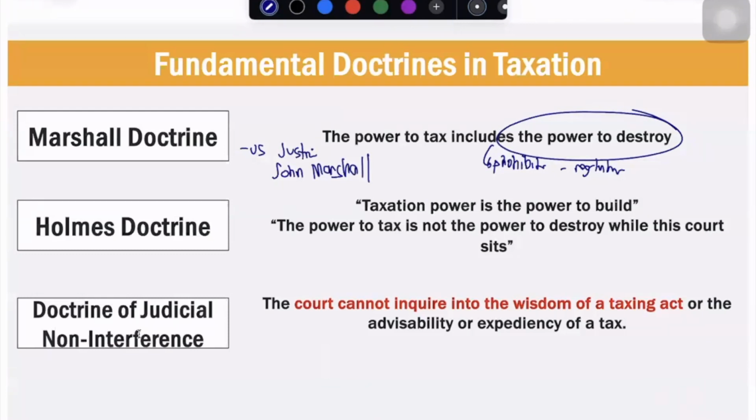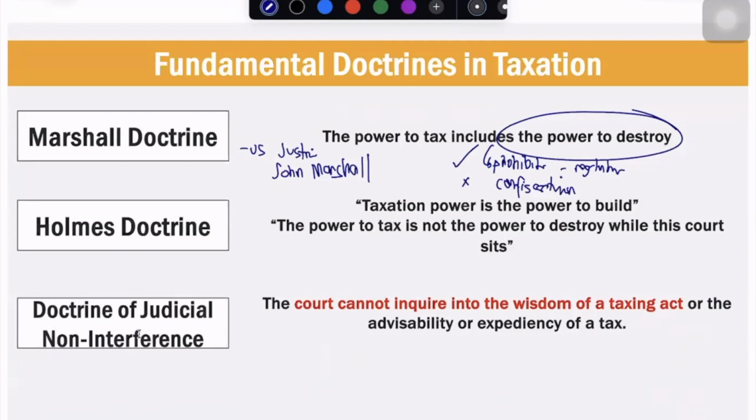Again, the power to tax includes the power to destroy. So when we say power to destroy, it is only prohibition or regulation. So again, we are just implementing police power. We use taxation to implement police power. That is valid. But if ever we use taxation to confiscate or destroy properties, then that is invalid. So valid if it is prohibition or regulation, invalid if it is confiscation.